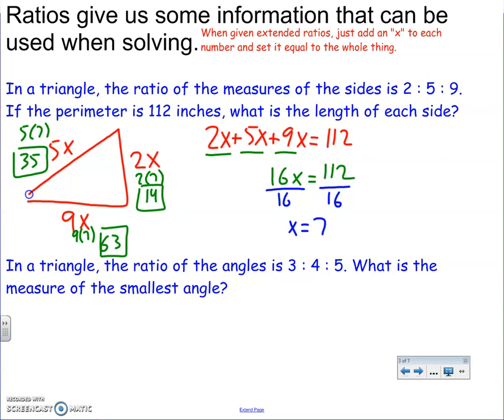Here's another one. In a triangle, the ratio of the angles is 3 to 4 to 5. What's the measure of the smallest angle? So we have a triangle. We don't know what the angles are, but we know they're some multiple of each other. One of them's multiple 3, that one's multiple 4, multiple 5.